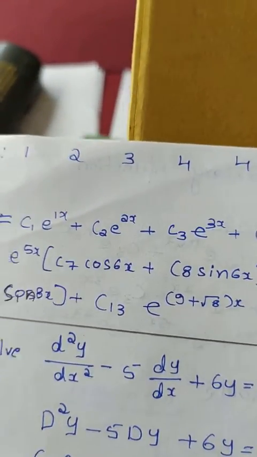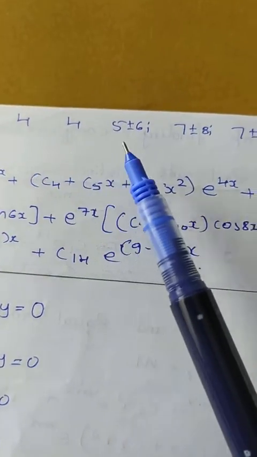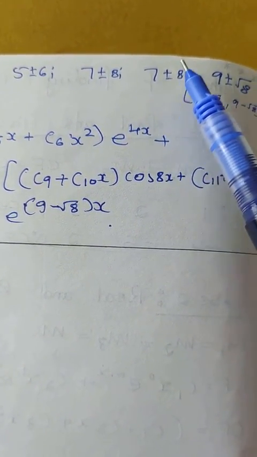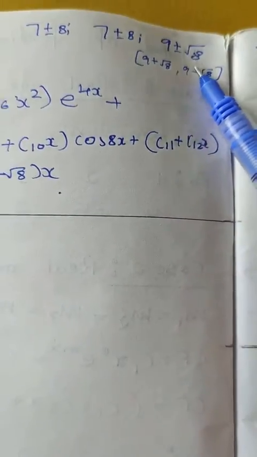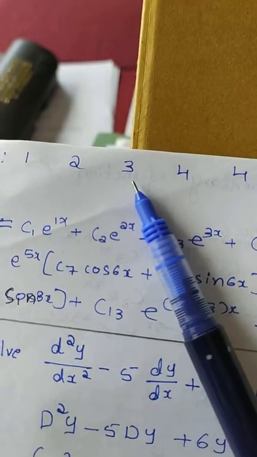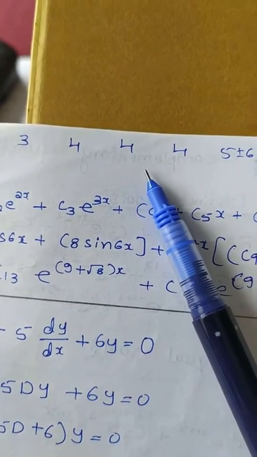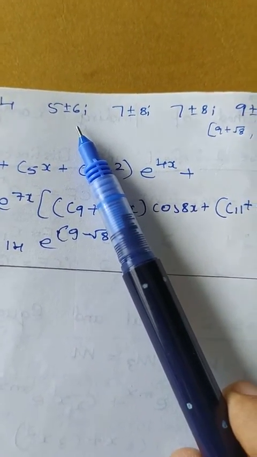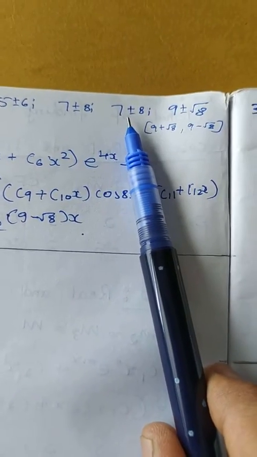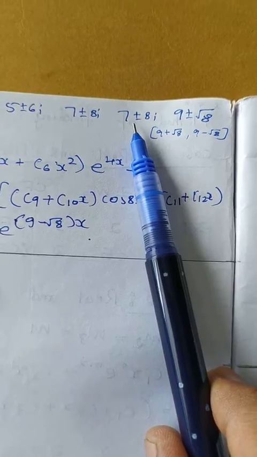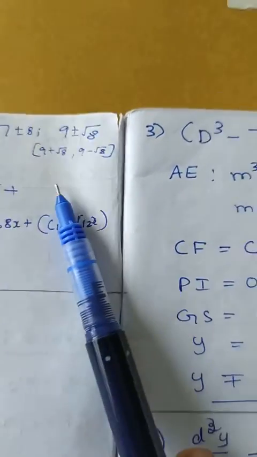Now, I will take the roots 1, 2, 3, 4, 4, 4, 5 plus or minus 6i, 7 plus or minus 8i, 7 plus or minus 8i, 9 plus or minus root 8. See, here 1, 2, 3 are real and distinct. 4, 4, 4 are real and equal. 5 plus or minus 6i is imaginary. 7 plus or minus 8i and 7 plus or minus 8i: the imaginary roots repeat how many times? 2 times.